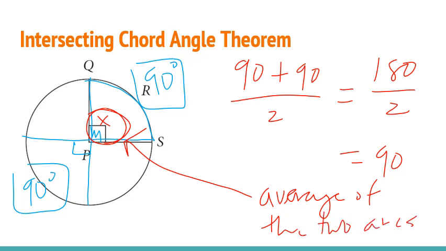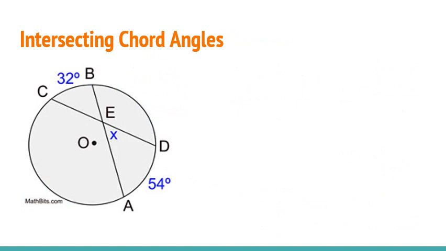And remember, this works because even though this is called the intersecting chord angle theorem, the diameter is a chord. So if it works with the diameter as a chord, it works with all the chords. So let's go back to this problem. Now that we know that this angle here is going to be the average of the two arc measures, we can figure out what x equals using this simple equation.